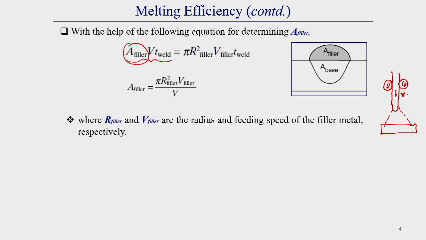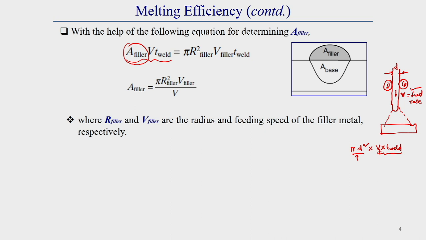This speed is generally called the feed rate of the consumable electrode. This generally can be set automatically in the welding operation. This is known to us, that means the speed is known to us, and we know the diameter of the electrode also. So if we know the feed rate, that means the speed of the consumable electrode, then we can easily calculate the volume of filler wire deposited, generally by pi d square by 4, the cross sectional area, into the length of the filler wire.